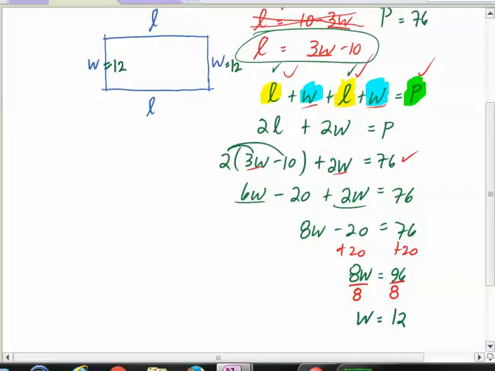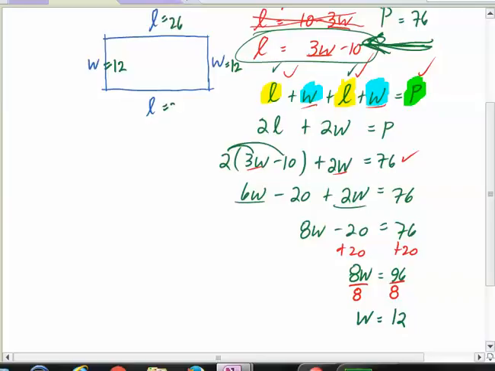And we can find the other variable several ways. I can just go back to this point right here and put in the 12 for the W. Find out what the L is. So I have 3 times 12. That's 36 minus 10. That must be that L is 26.